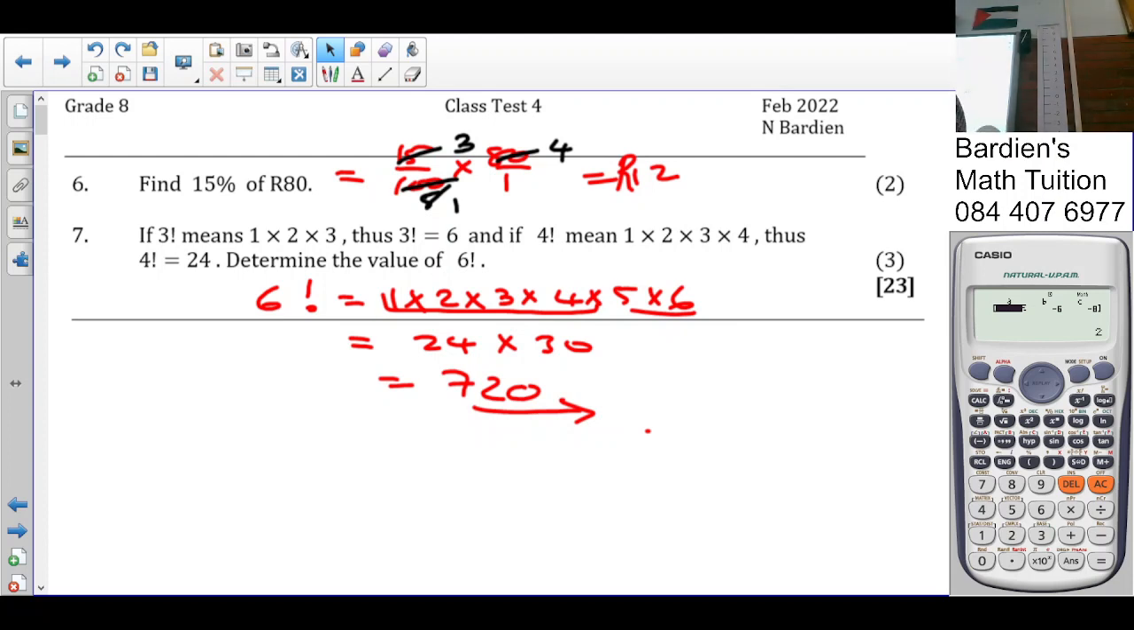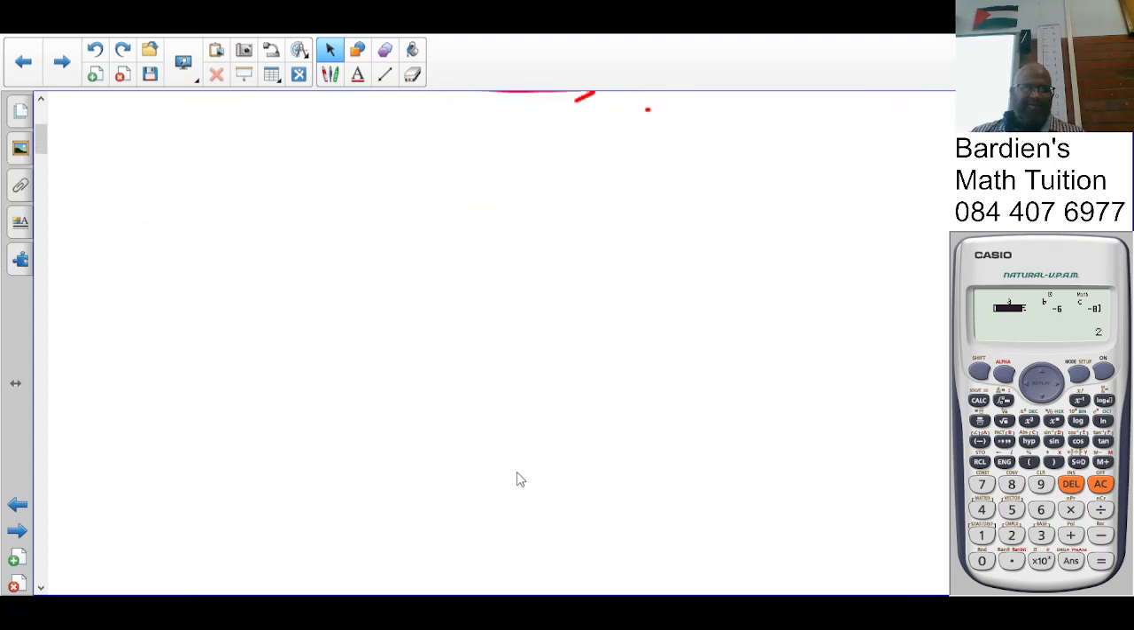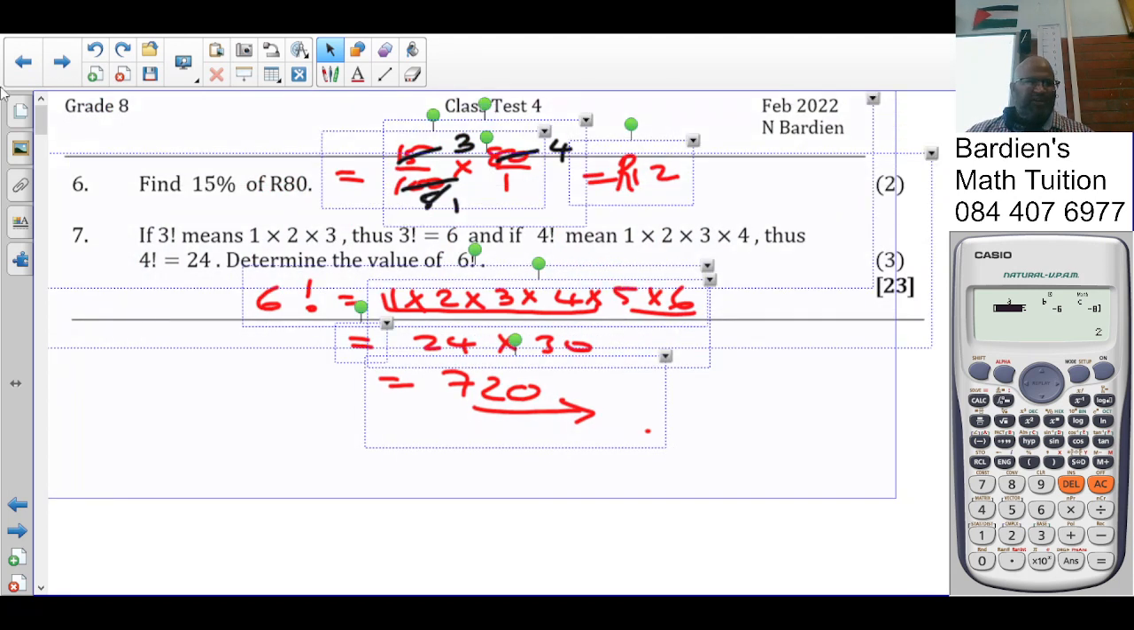Who's the second other person who got full marks? Nobody? Okay. I always thought 4 people got full marks. That's wishful thinking.